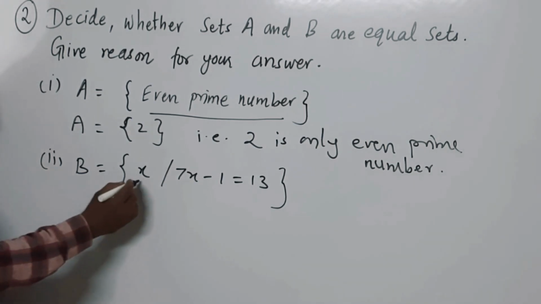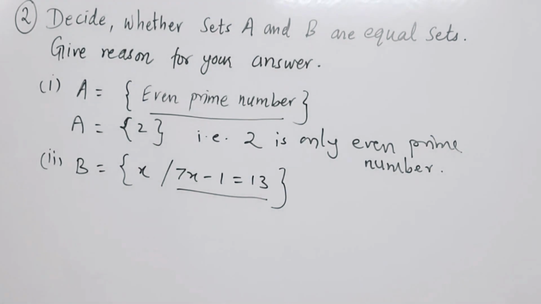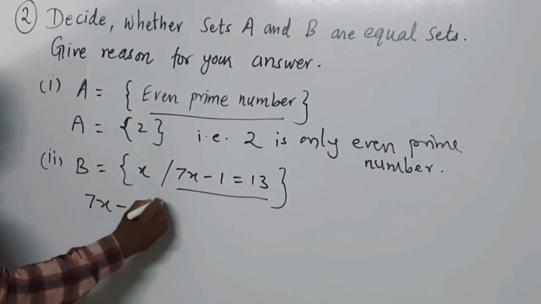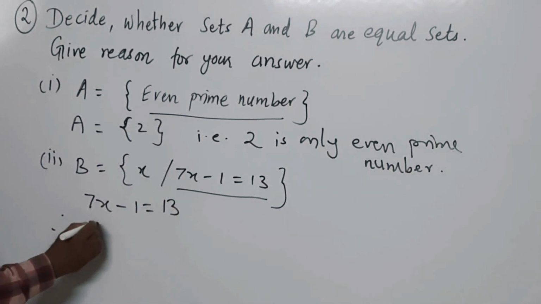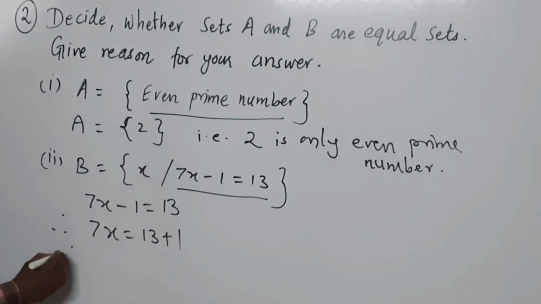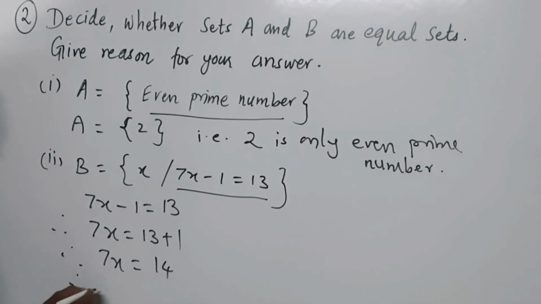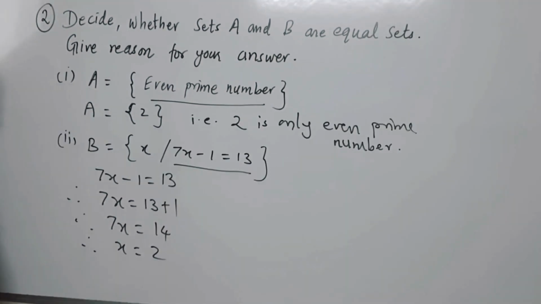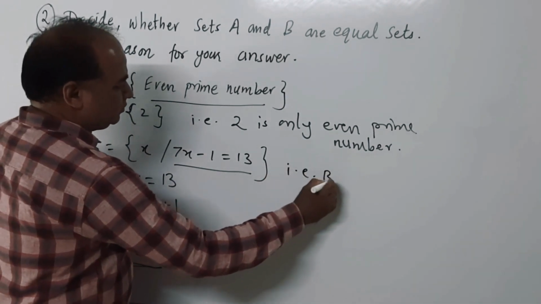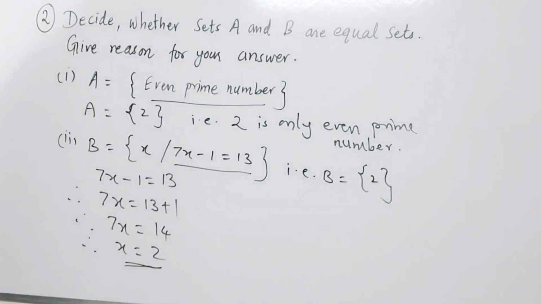Now set B is equal to {x such that 7x minus 1 is equal to 13}. The equation is given for set B. So we solve that equation. 7x minus 1 is equal to 13. Therefore 7x is equal to 13 plus 1, which is equal to 14. Therefore, x is equal to 2. That is, the set B contains only one element, that is 2.